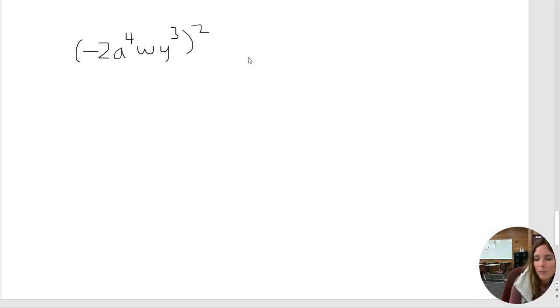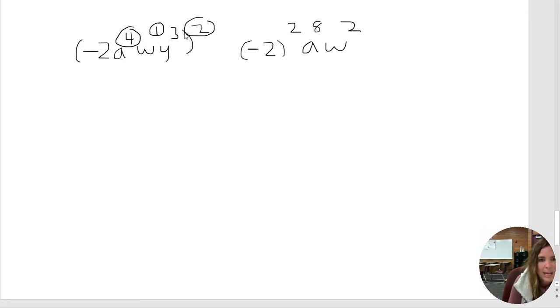Okay, so hopefully you have tried this on your own paper. This one should have been negative 2 to the 2nd power, and then a to the 4th raised to the 2nd should be a to the 8th, and then we have w to the 1st raised to the 2nd, so that should be w to the 2nd, and then we have y to the 3rd raised to the 2nd, so that should be y to the 6th. And then negative 2 squared, negative 2 times negative 2 is really a positive 4, so 4a to the 8th, w to the 2nd, y to the 6th. Okay, let's try another one.